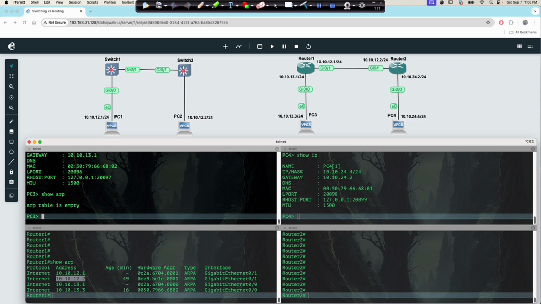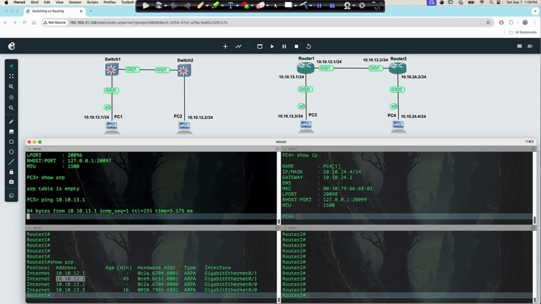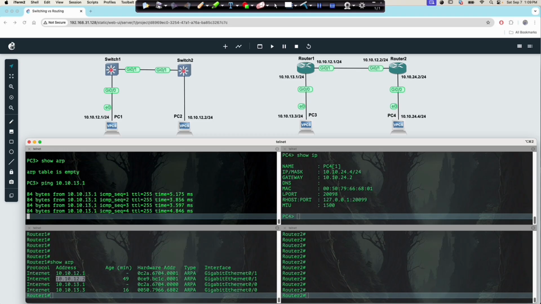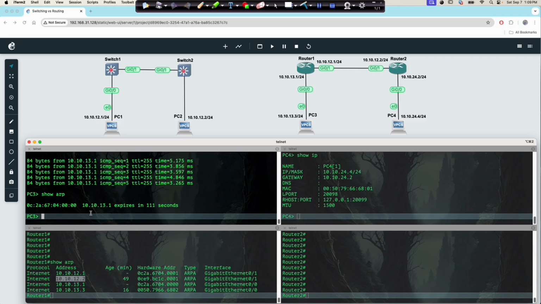Let's try to ping the first IP address, gig 0/0 of router 1. Ping 10.10.13.1. Now, as you can see, we are getting a response from the router 1 gig 0/0 interface. Now let's see the ARP entry. So it's showing its next hop IP address, which is 10.10.13.1, which is router 1's gig 0/0 IP, and its corresponding MAC address entry.